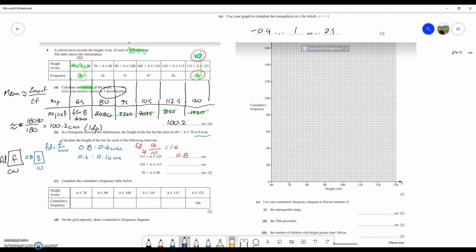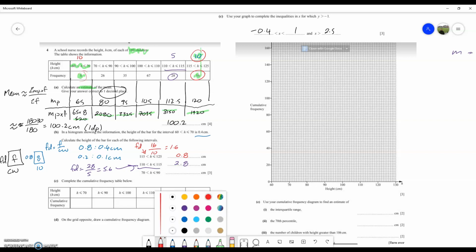Okay, I'll change color. Looking at this one, between 110 and 115, you can see that the class width is 5 and the frequency is 28. So the frequency density would be 28 divided by 5, which is equal to 5.6. Meaning that the height would be half of that, which would be 2.8 centimeters.